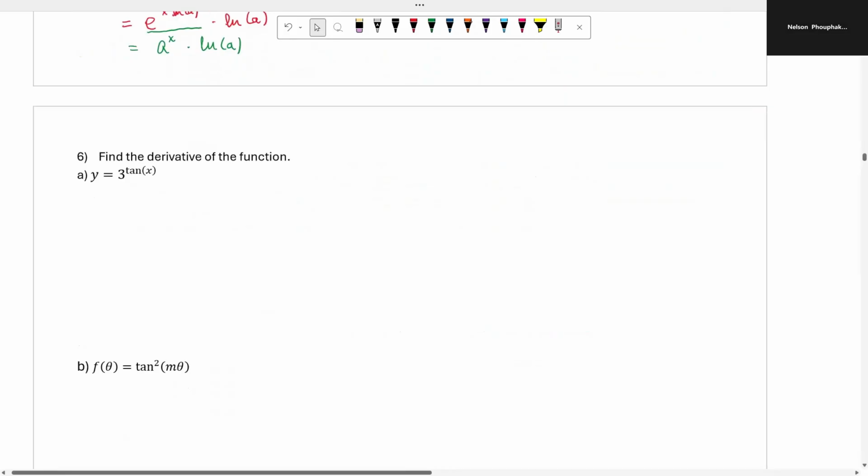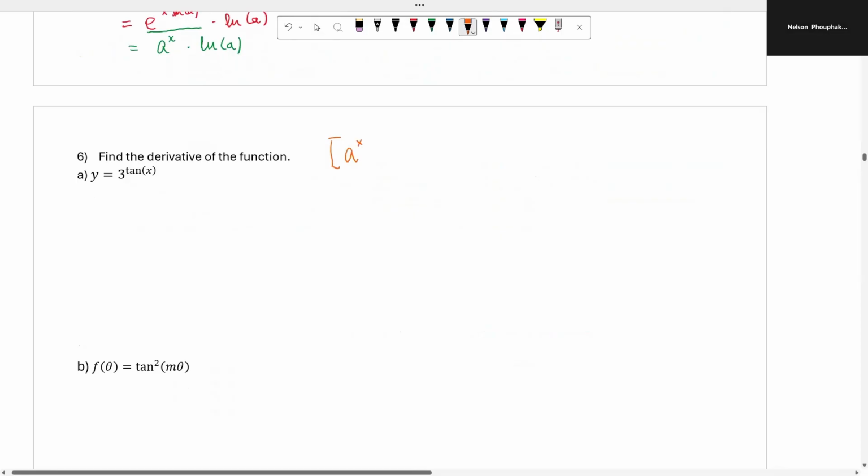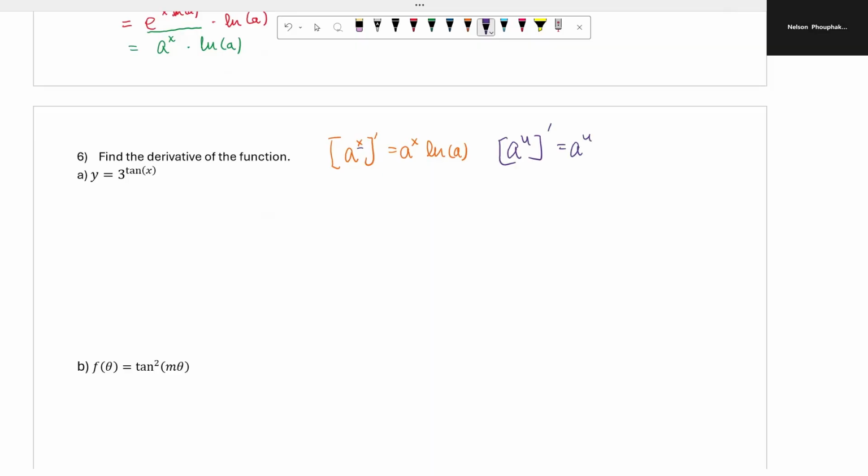And now let's see how to work out the derivative of the function. We are going to practice this. Again, we have a to the x. The derivative of a to the x is a to the x natural log of a. So if I want to change x to u, then it will be a to the u natural log of a. But remember, we need to take the derivative of u, so we multiply by u prime.